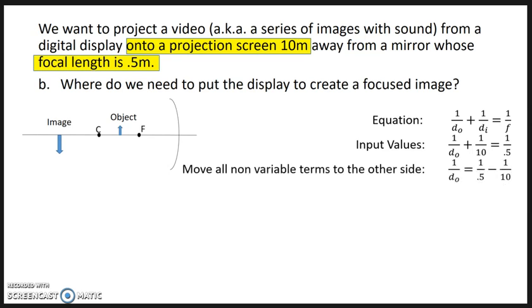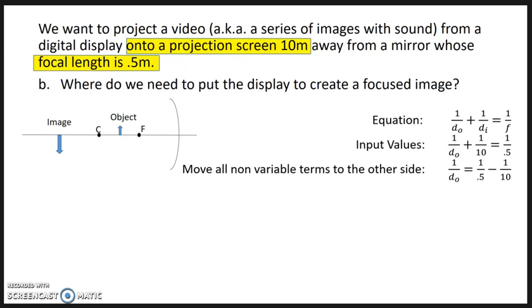Next would be to move every non-variable term to the other side. So the 1/10 here does not have a variable associated with it, so we want to move it to the other side so that we can solve for our variable. Then we want to find some way of bringing these together, because we cannot just straight do the subtraction. We cannot do 1 minus 1 on the top and 0.5 minus 10 on the bottom. That is not how fractions work.